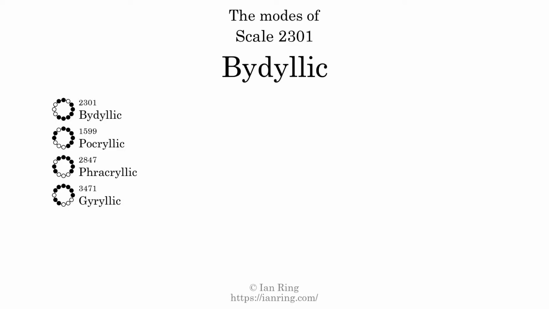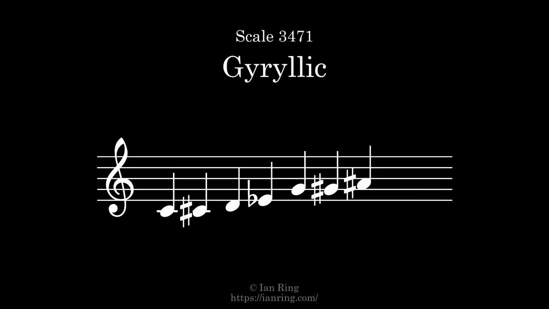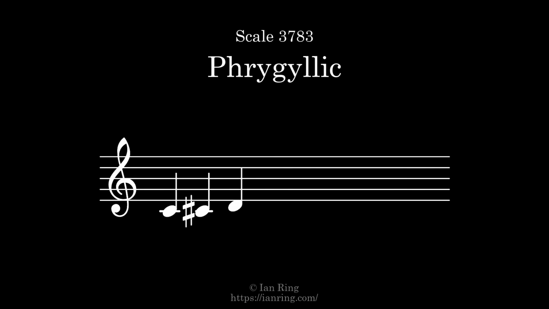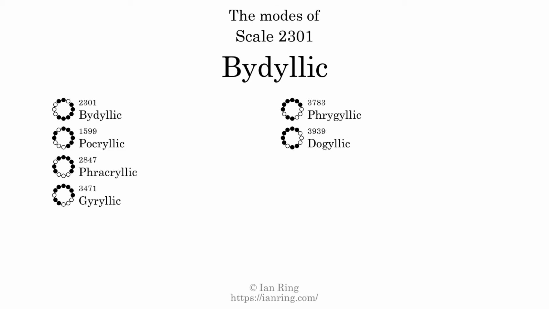The fourth mode is scale 3471, also known as Bydyllic. It sounds like this. The fifth mode is scale 3783, also known as Bydyllic. It sounds like this. The sixth mode is scale 3939, also known as Bydyllic. It sounds like this.